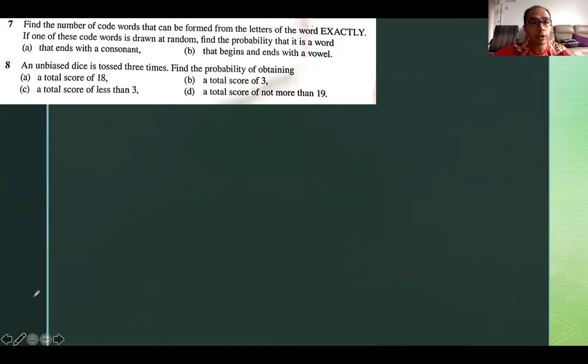All right. So find the probability of obtaining a total score of 18. Now think about this. If you want to score 18, when you throw 3 times, your total score is 18. That means the first one must be 6, the second one must be 6, the third one must be 6. No choice. So the probability of this happening is 1 over 6 times 1 over 6 times 1 over 6. Because first time you throw, you get 6. What is the probability of getting number 6? 1 over 6. So 3 times this will give you 1 over 216.